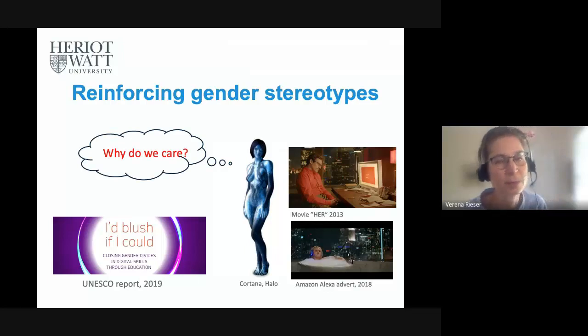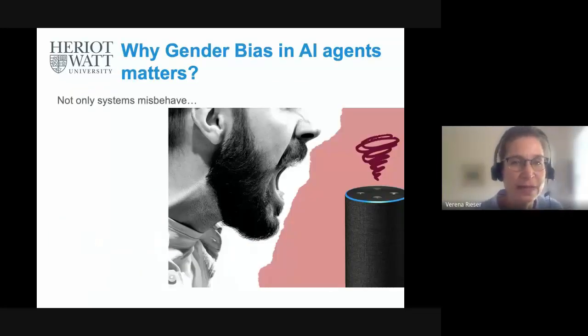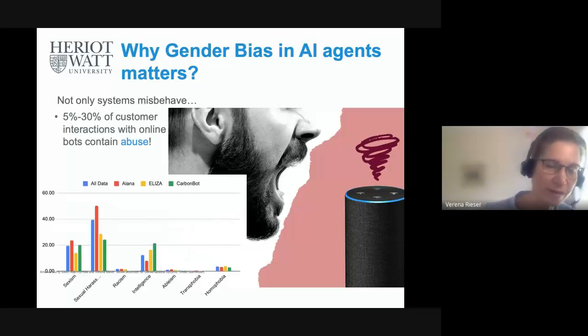Some of you might say, well, why do we care? These systems are not sentient, so if they get abused, they're not going to get hurt, right? So we further explored this argument and looked into the type of abuse we get. First of all, we confirmed that there's quite a high level of abuse. Some people report up to 30% of customer interactions are abusive. And we can indeed confirm that it's mainly abuse directed at the female character of these systems.